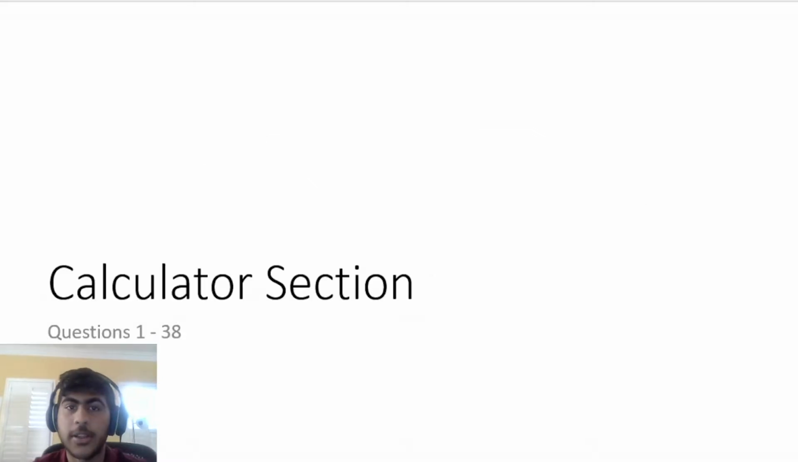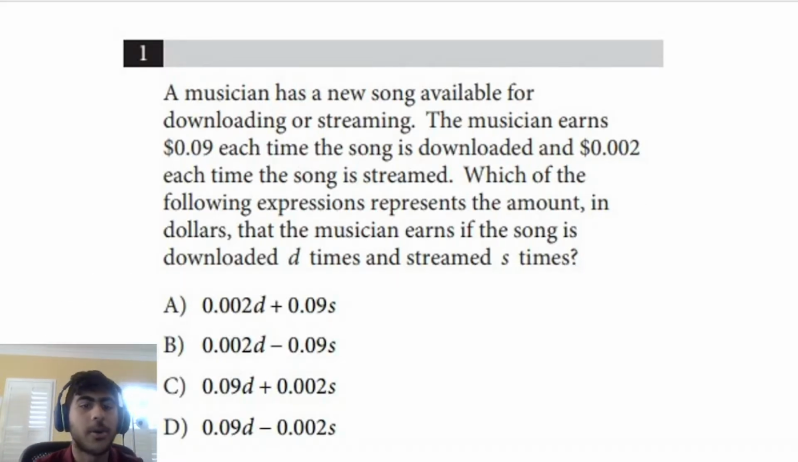Alright, we're in the calculator section. Here's question number 1. A musician has a new song available for downloading or streaming. The musician earns 9 cents each time the song is downloaded and 0.2 cents each time the song is streamed. Which of the following expressions represents the amount in dollars that the musician earns if the song is downloaded D times and streamed S times?